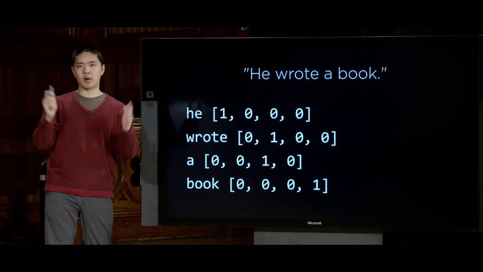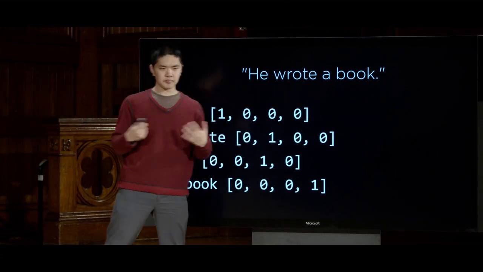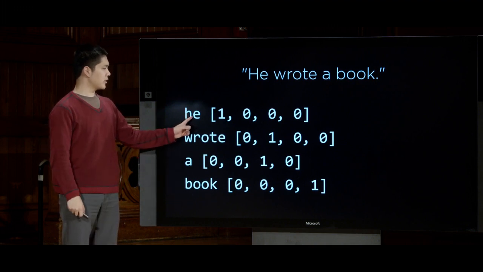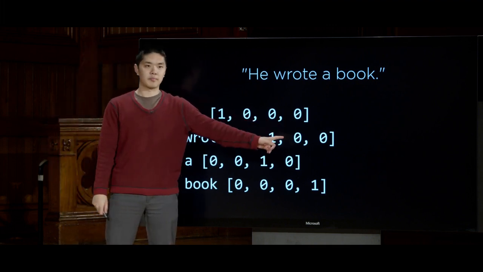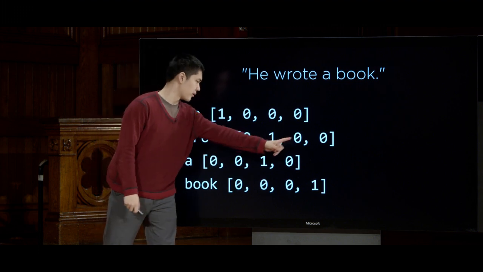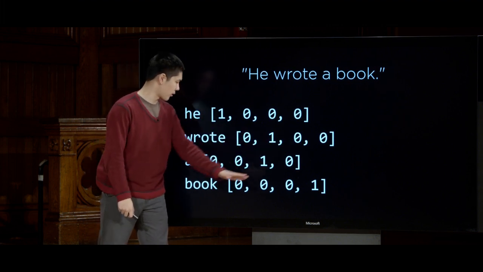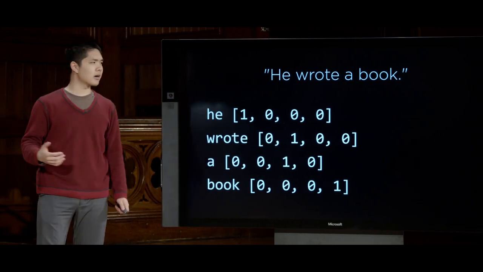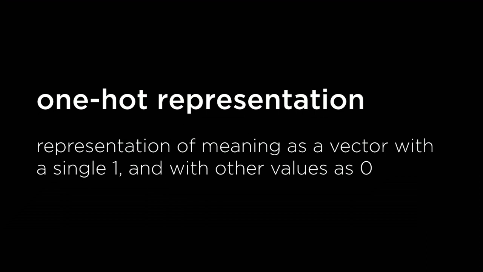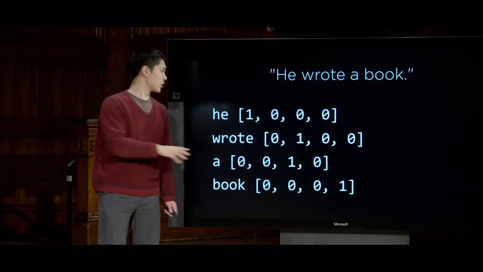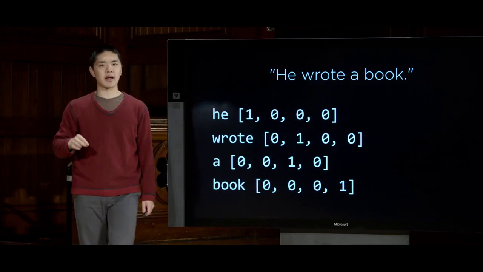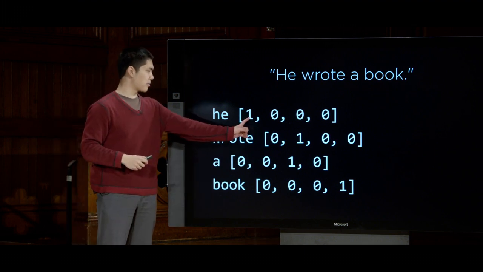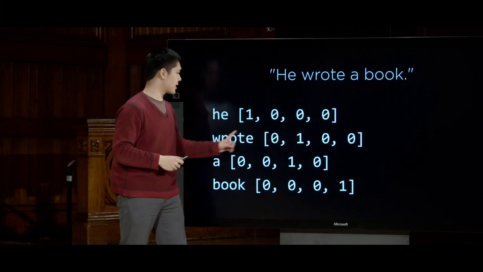If I have 4 words that I want to encode, like "he wrote a book," I can just let the word "he" be this vector, 1, 0, 0, 0. "Wrote" will be 0, 1, 0, 0. "A" will be 0, 0, 1, 0. "Book" will be 0, 0, 0, 1. Effectively, what I have here is what's known as a one-hot representation, or a one-hot encoding, which is a representation of meaning, where meaning is a vector that has a single 1 in it, and the rest are zeros. The location of the 1 tells me the meaning of the word. That 1 in the first position, that means "he." 1 in the second position, that means "wrote."